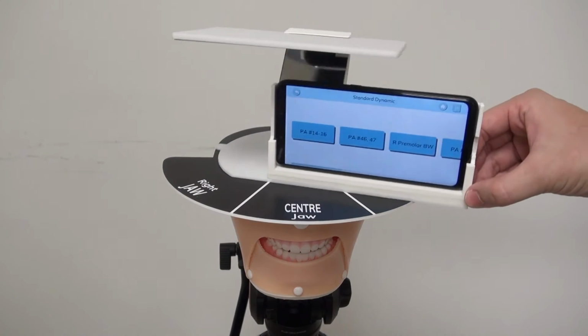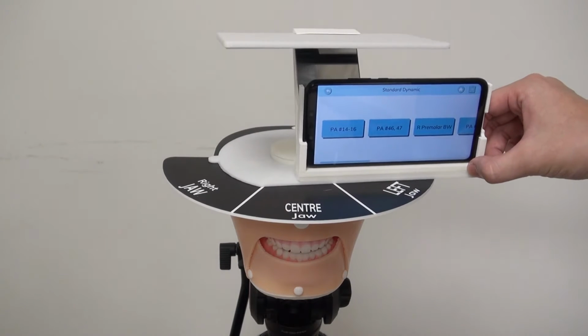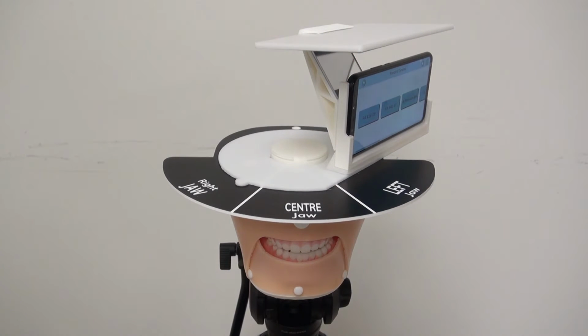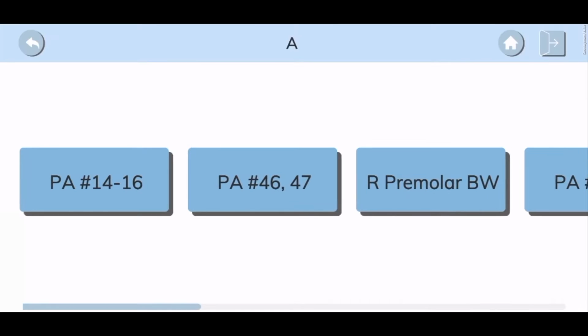Adjust the phone position to make sure that it matches the correct jaw position, either the right, center, or left side corresponding to the teeth position listed. Please select the correct mode according to what was assigned to you, either mode A or B. Please attempt the exercises in the sequence listed in the instruction sheet given.